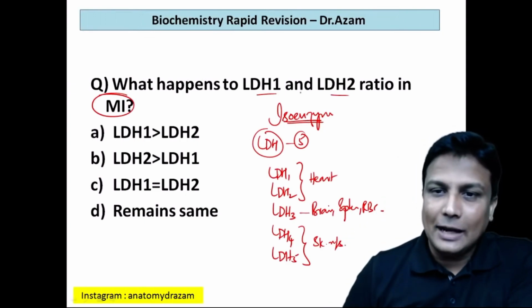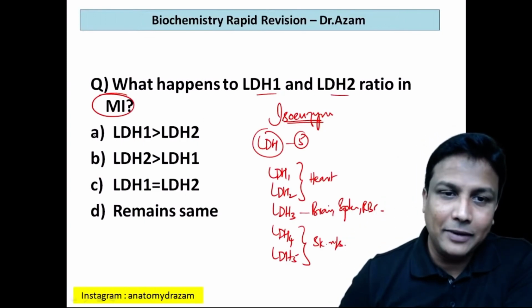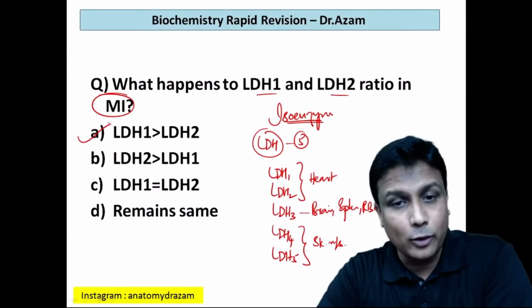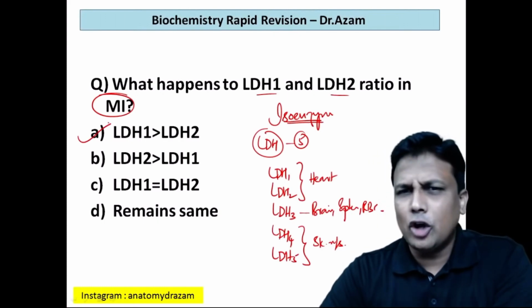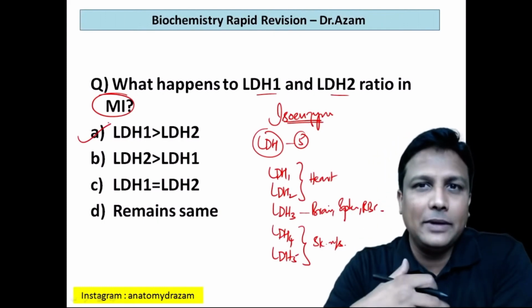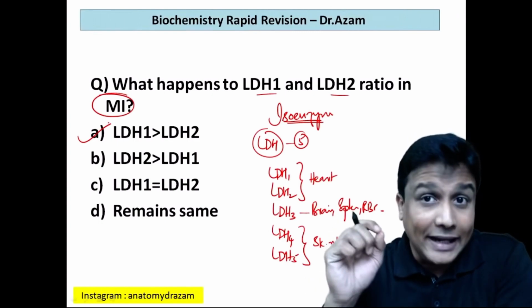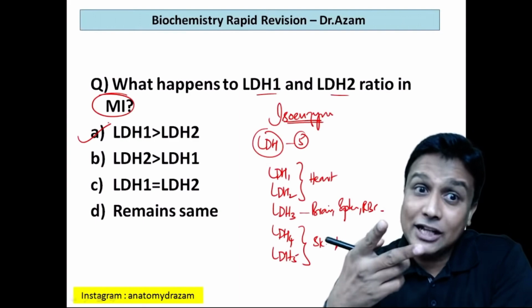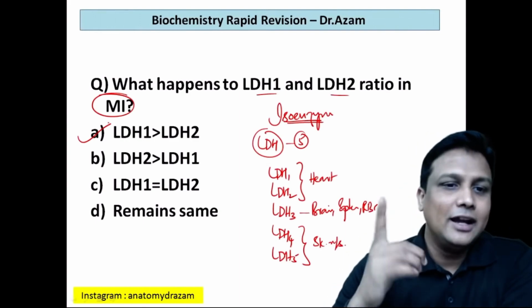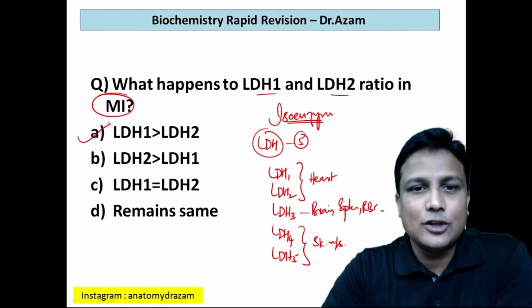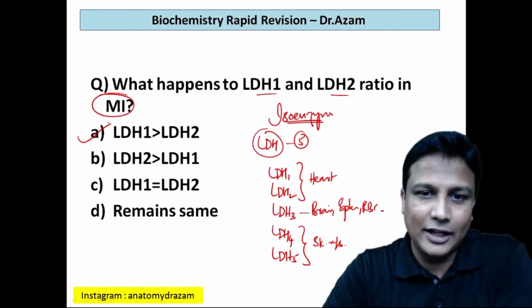Yes. So what will happen to the LDH ratio in MI? In MI, LDH1 will actually be more when compared to LDH2. In normal human beings like you and me, in healthy people, LDH2 will be more when compared to LDH1. But in MI, what is going to happen? LDH flipping will occur, and in that, LDH1 is more when compared to LDH2.